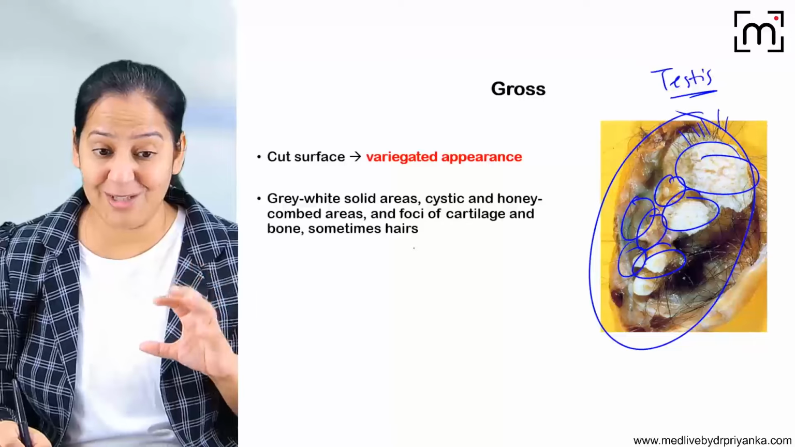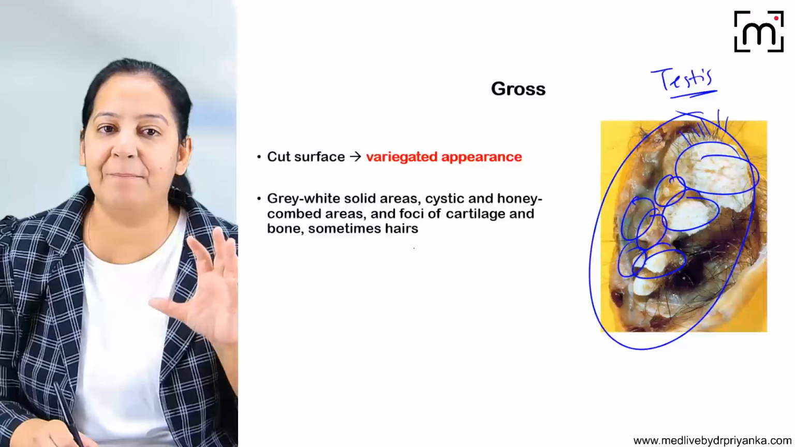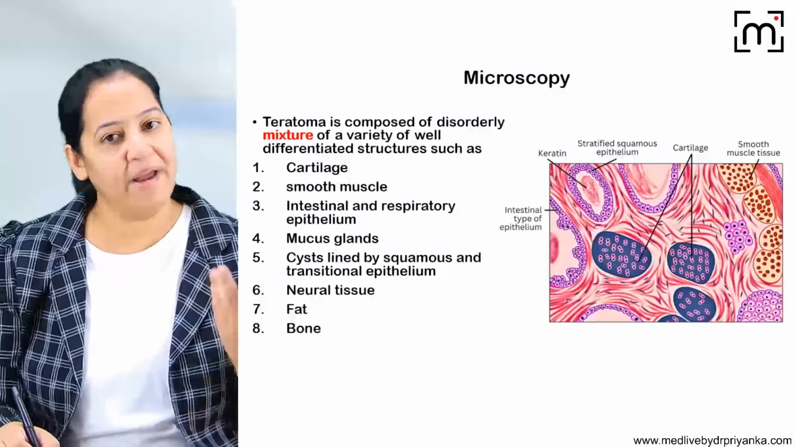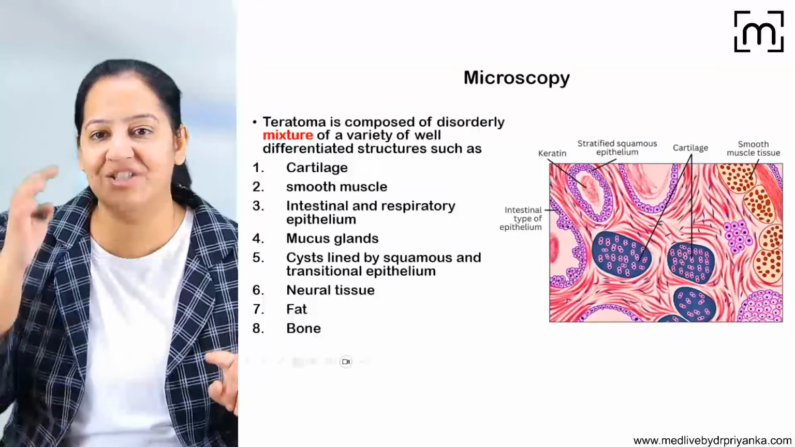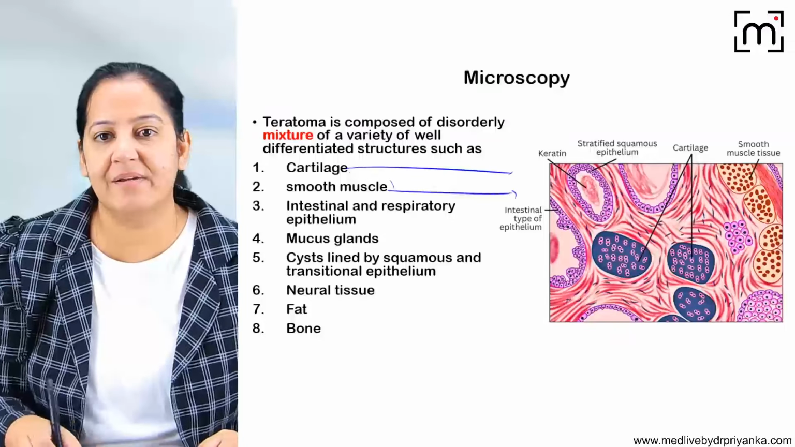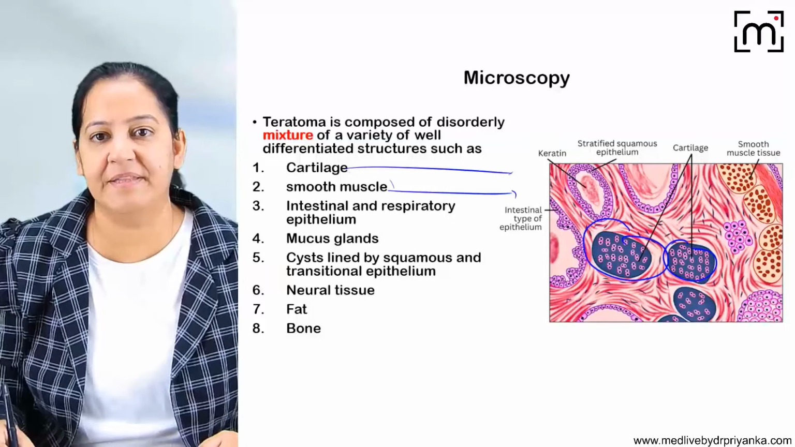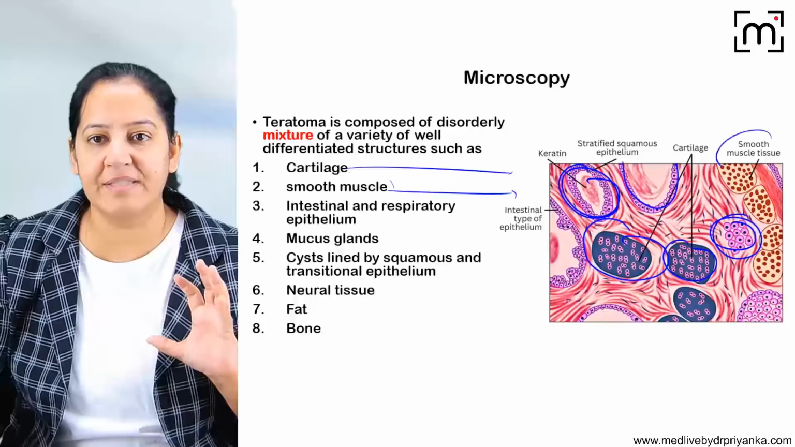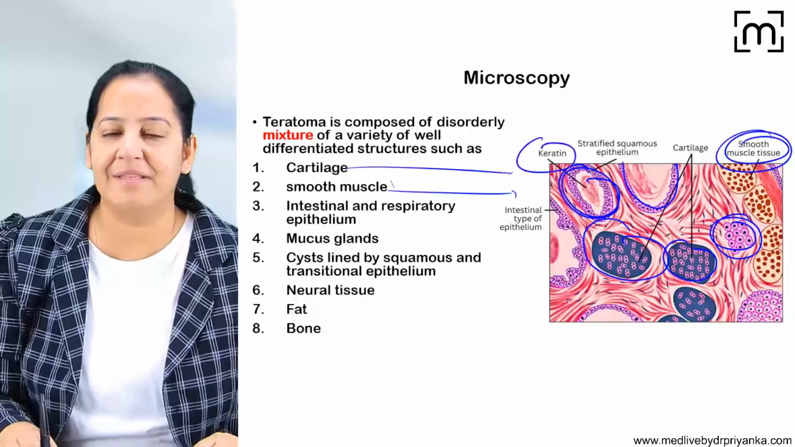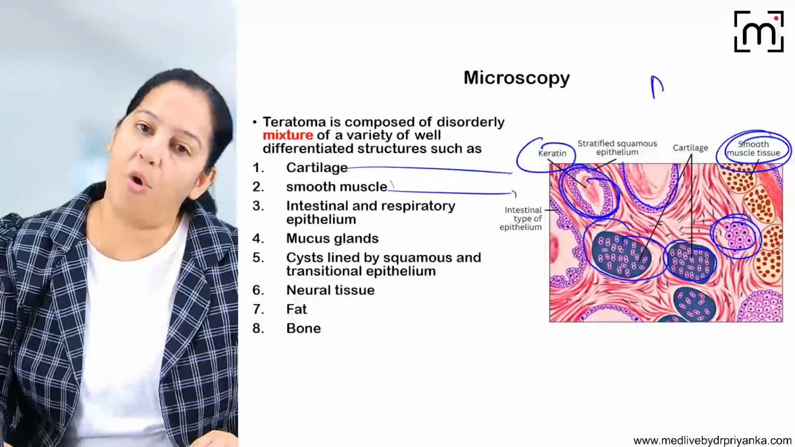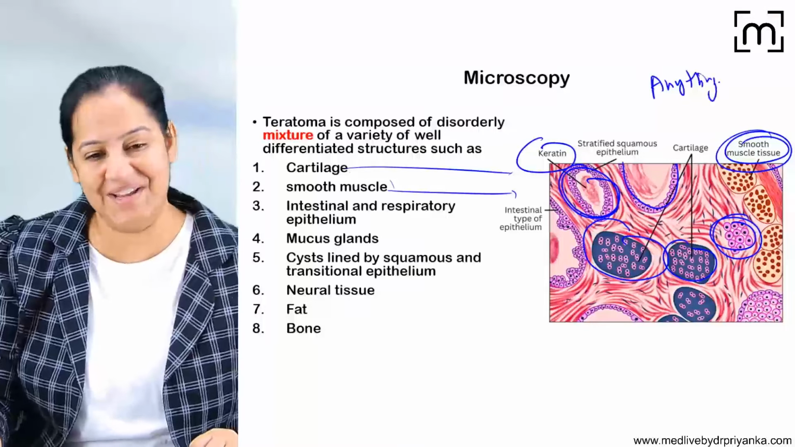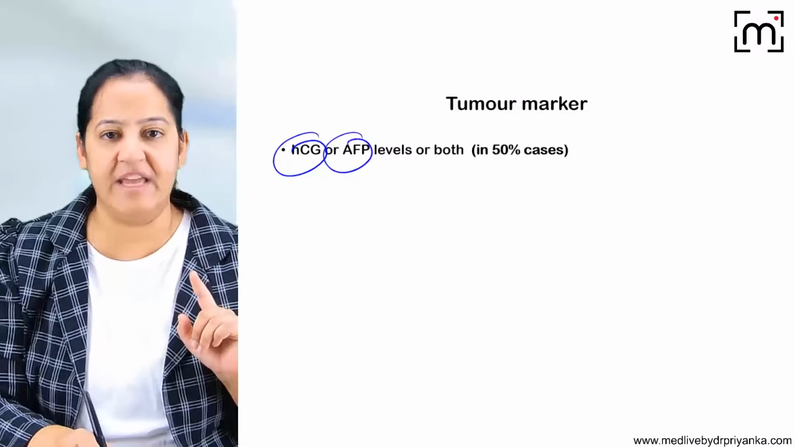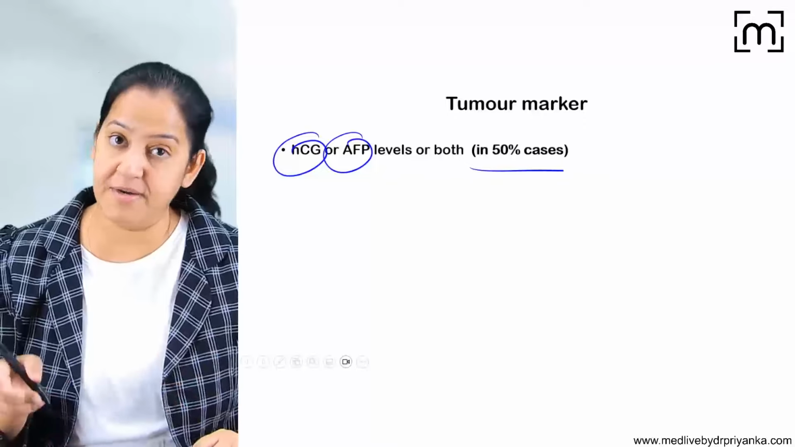Try to draw the things which are identifiable. If you draw the hairs, they are very peculiar, we can identify them. If you draw teeth, cartilage, bone, we can identify them. Microscopically also, draw anything. You can show the cartilage, you can show the smooth muscle. You can see here, this is the cartilage. Glands can be there, skin can be there, smooth muscle cells can be there, keratin can be there. It can be anything. So that is the diagram of the teratoma. Tumor markers: beta-HCG and AFP are raised, but in 50% of cases, not in 100% like in Yolk Sac.